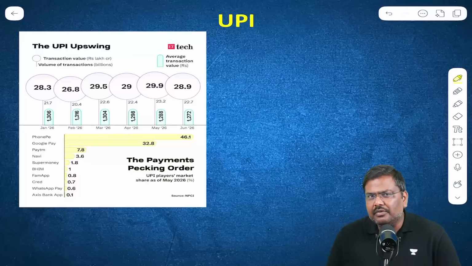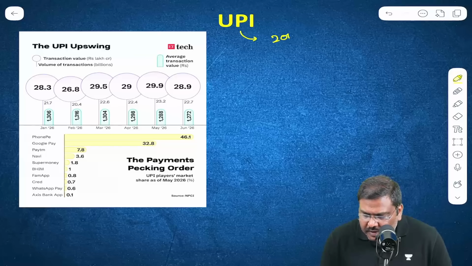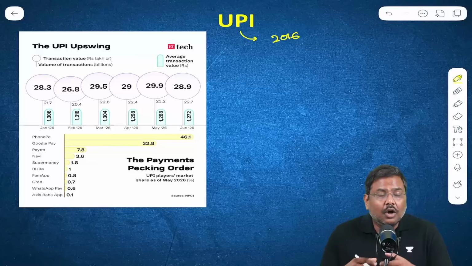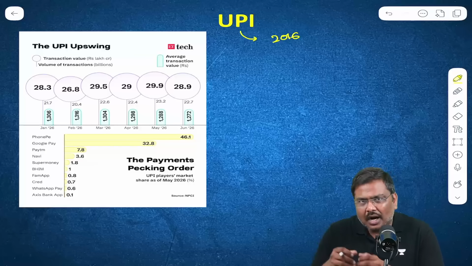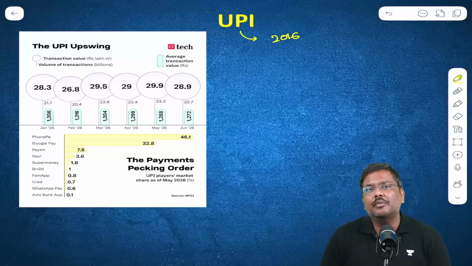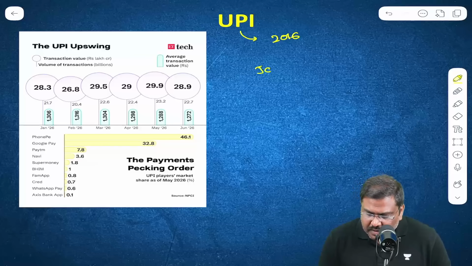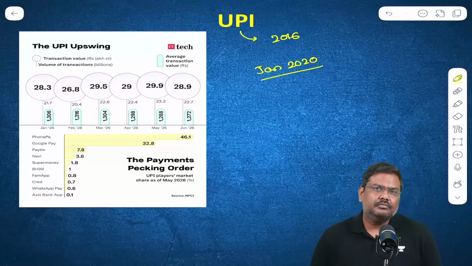Let me start the discussion now. Unified Payments Interface, in short, UPI, was introduced back in the year 2016. The government, in order to promote the adoption of UPI and to promote the model of digital economy, made it free of cost for usage from January 2020. Now, what does it actually mean?